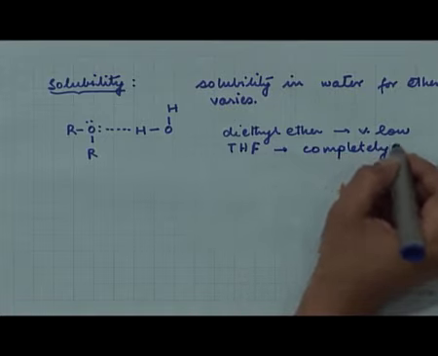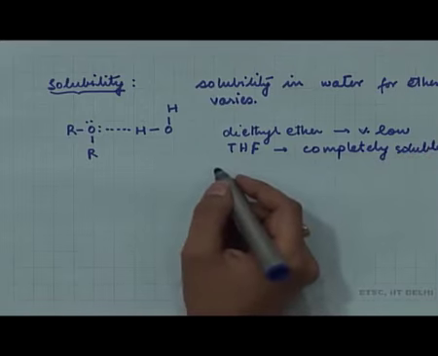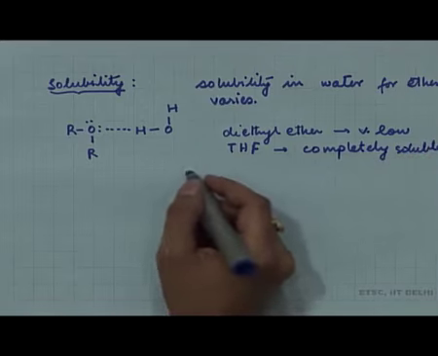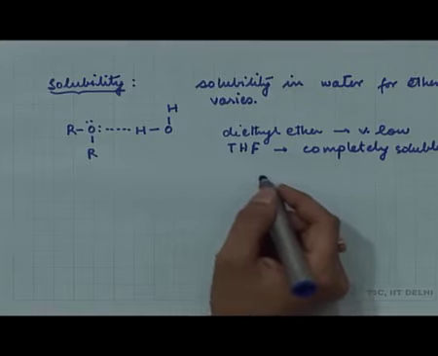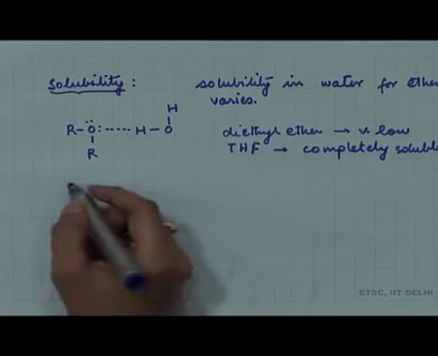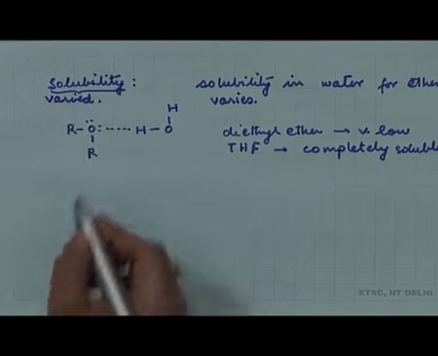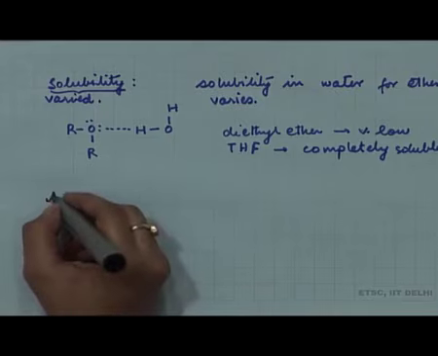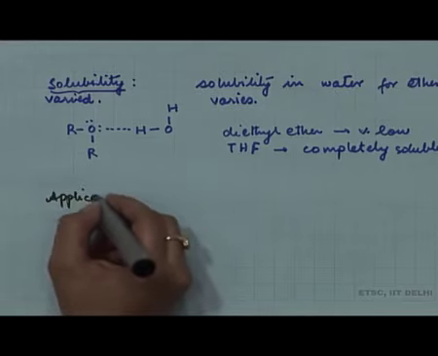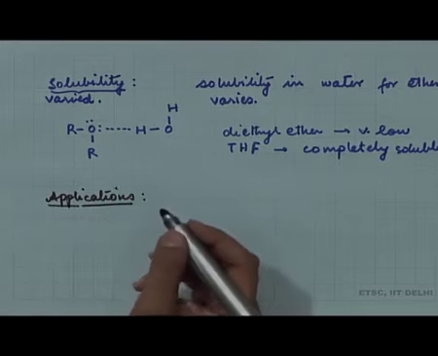So, the solubility properties vary, and as we keep on increasing the chain length for the higher ethers, they become less soluble in water, and the lower ethers are more soluble in water. So, they have a varied solubility feature. Why are these compounds important? What are their applications? What was the first application which came out from ether?